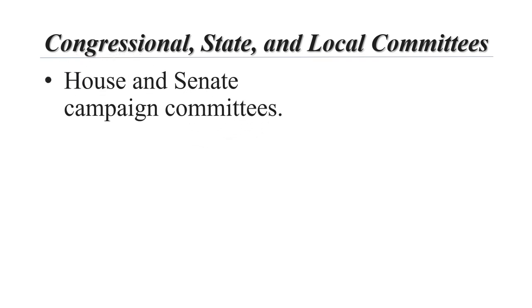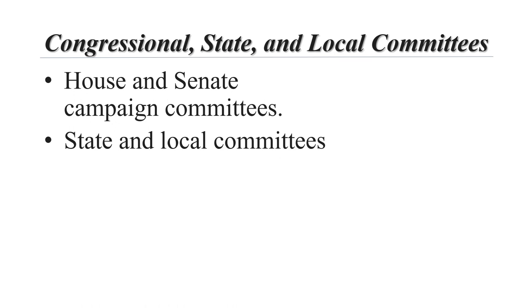Underneath the National Convention and Committee, we have the Congressional, State, and Local Committees. These are the parties at the state and local level. Both parties have organizations for each level of government at the national, state, and local level. The state and local levels are structured much like the national level.